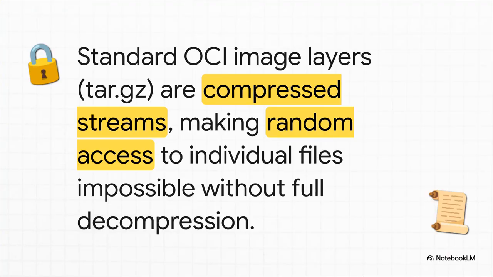Here's the big roadblock. A standard container image layer is basically just a big compressed file, a tar.gz. It's a stream. And if you want to access a single, tiny file that's buried deep in the middle of that stream, you have no choice but to decompress the entire thing up to that point. It's impossible to just jump straight to the data you need.